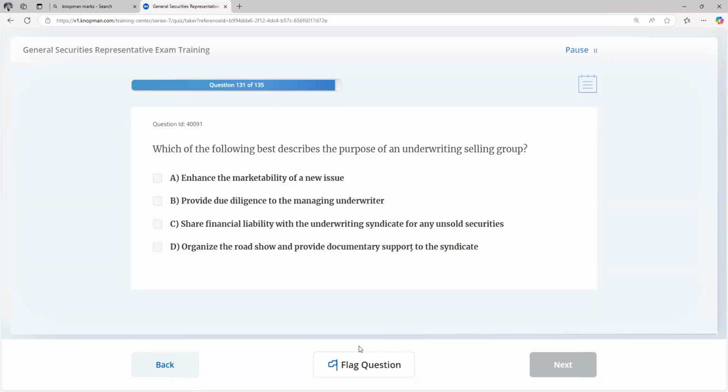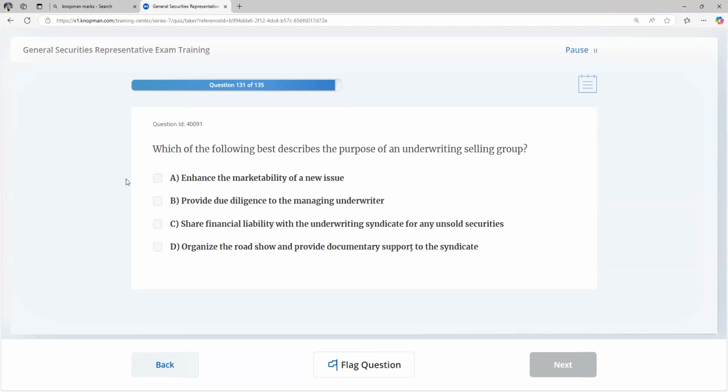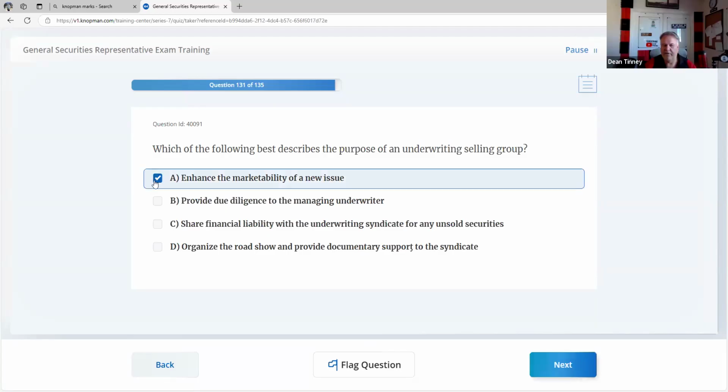I don't know if it's providing due diligence. It could be, so I'm gonna keep that there. Organize the road shows and provide documentary support to the syndicate. I don't think it's that one. It's not. So it's either A or B. Enhancing the marketability. I feel like A sounds really nice. Yeah, funky way to say it, but they're just going to help sell the thing, which means it should be easier if we got more people selling.